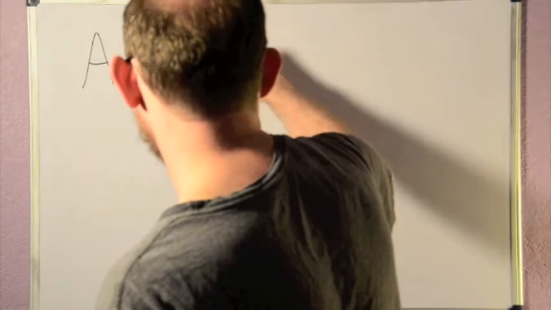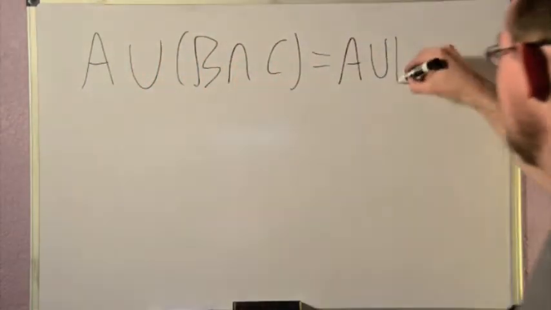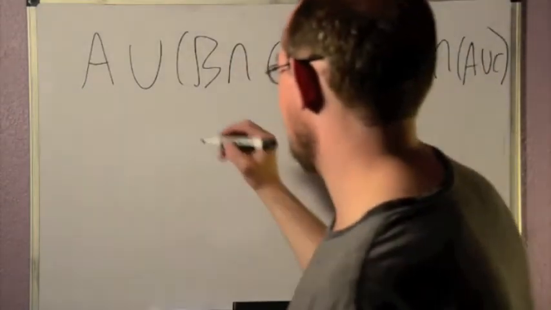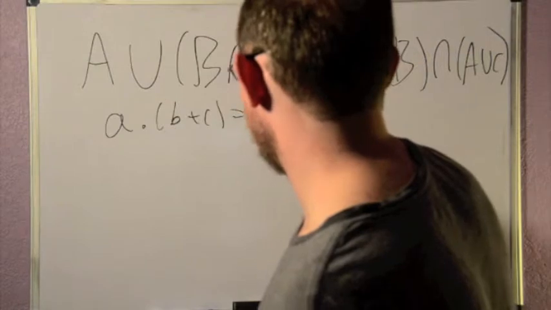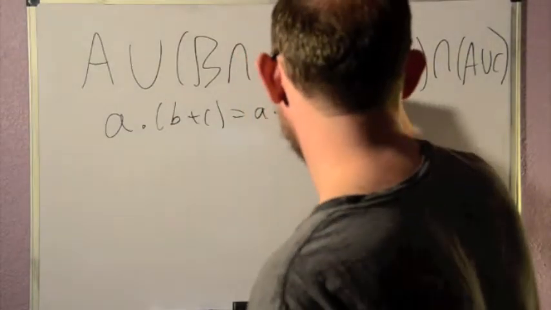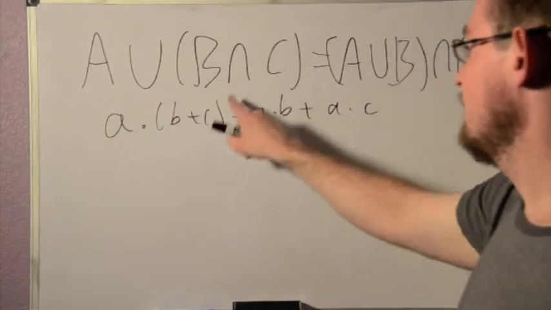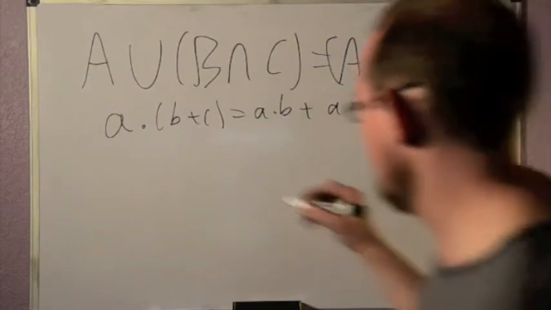Which are A union B intersection C equals A union B intersection A union C. And this is similar to if we were to take A times B plus C equals A times B plus A times C, except we replaced times with union and plus with intersection. But it's easy to remember how this works that way.